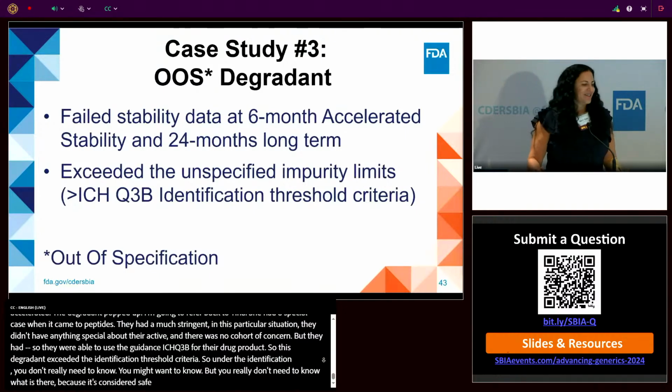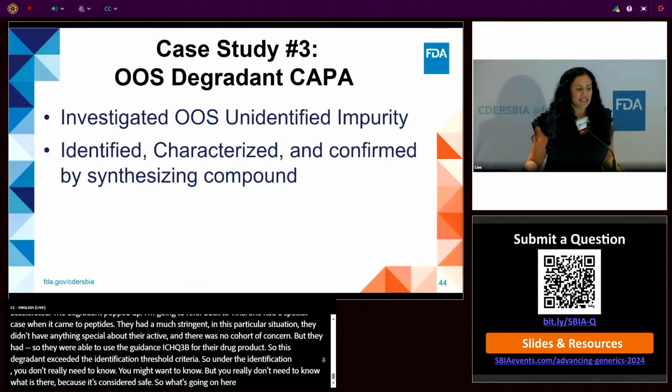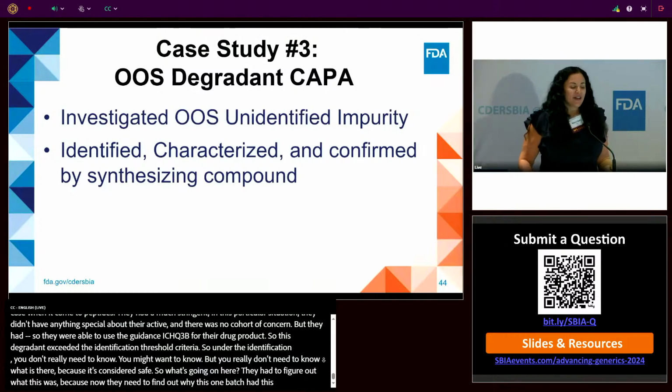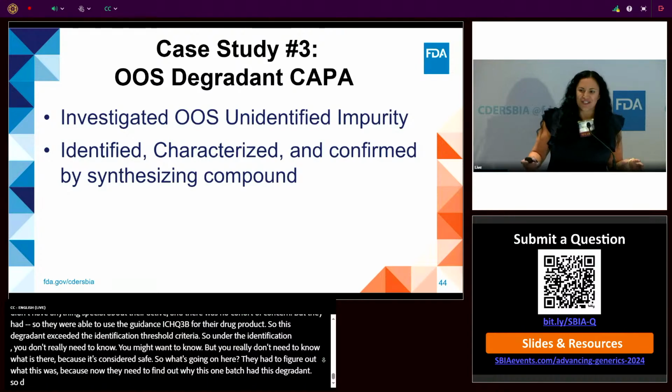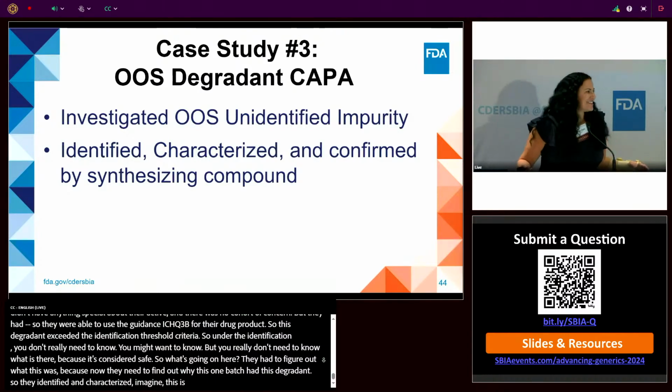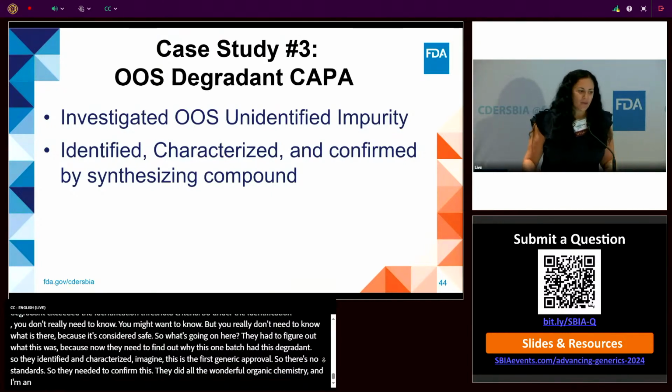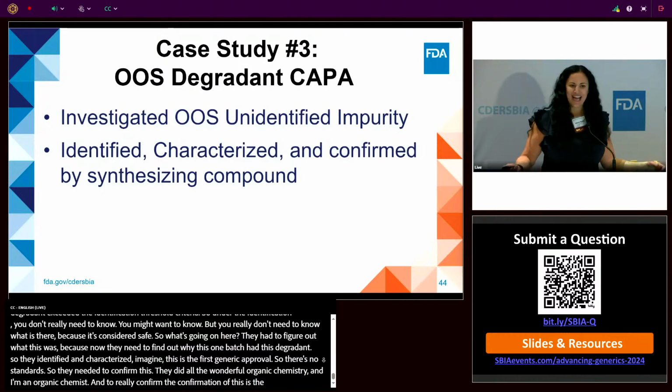So what's going on here? They had to figure out what this was because they now need to find out why this one batch had this degradant. And so they identified and characterized, and imagine, this is a first generic approval. So there's no standards. So they needed to confirm this. They do all the wonderful organic chemistry, and I'm actually an organic chemist, and so they actually did the structural elucidation, but to really confirm, confirmation of this is actually synthesizing this.